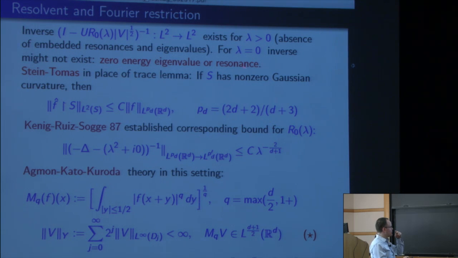Agmon did this when lambda is positive. Under this short-range condition, it does. At lambda equals 0, he didn't care about that, but we care a lot about lambda equals 0.